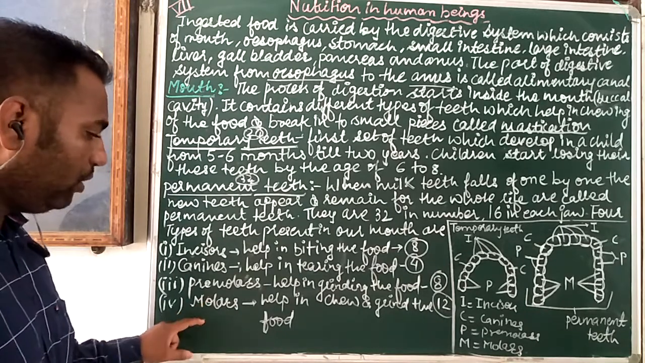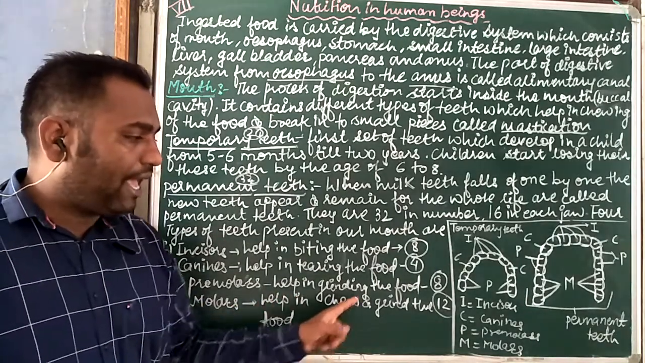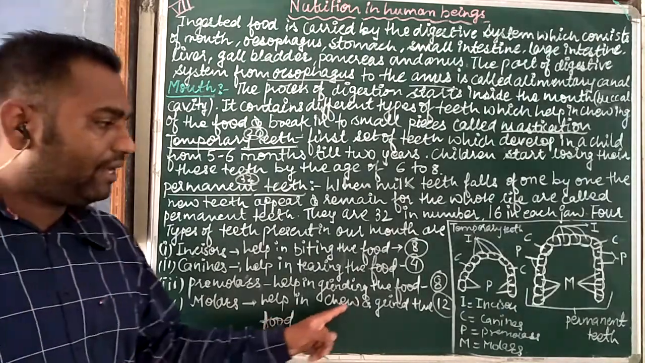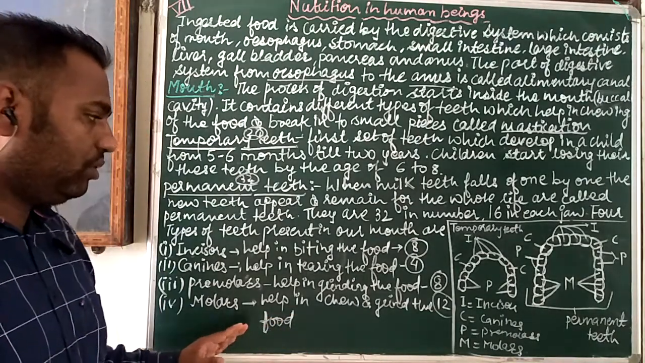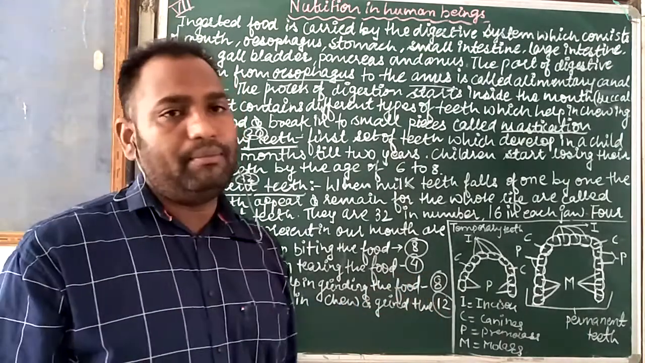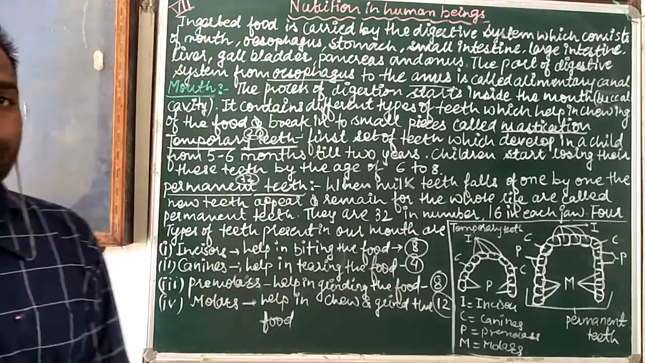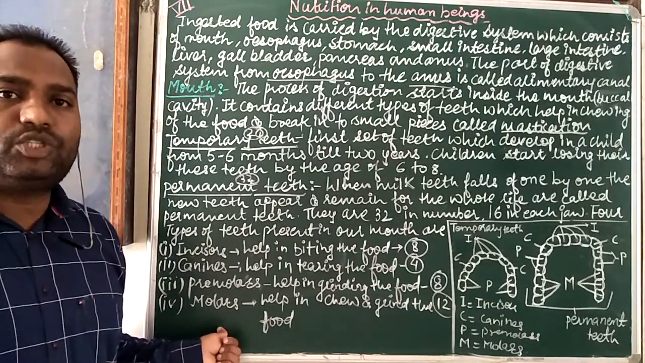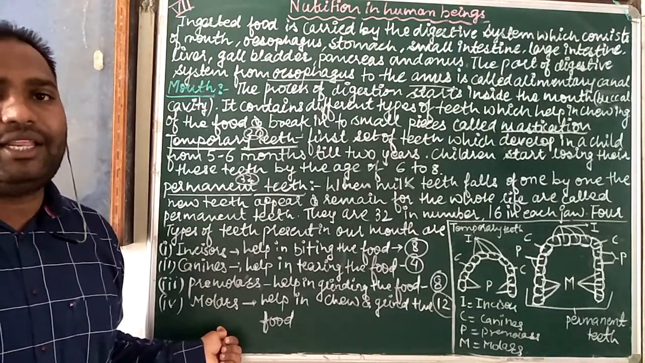The last one is molars, which help in chewing and grinding the food. Both works can be done by molars, and they are 12 in number. These are the molars which are not present in a child, meaning not present in temporary teeth.